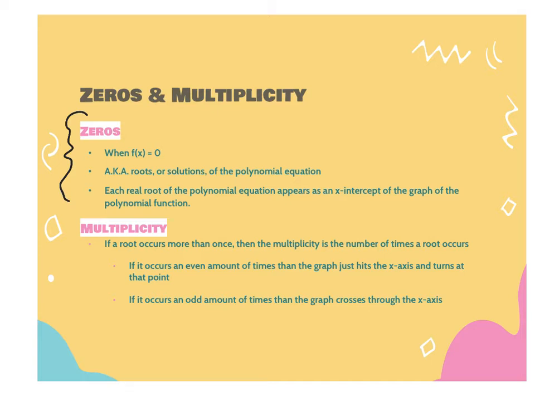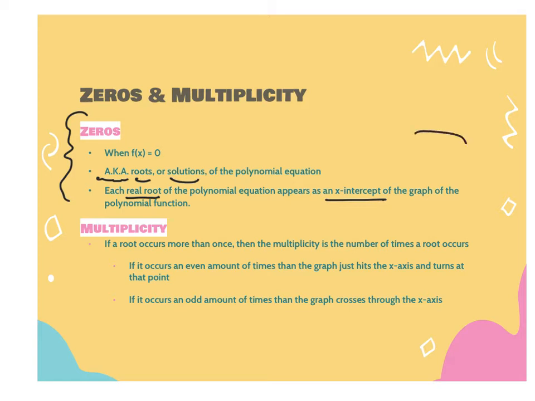Remember, zeros are also known as roots or solutions. So if you're ever given a question on the test that we're going to take, or an SAT or an ACT or a PSAT, if it says find zeros, or if the question says find roots or find solutions, we're doing the same thing. They all mean the same thing. Now, every root or every zero that we find that's a real root is also an x-intercept. Now, if it ends up being imaginary, then it's not on the x-axis.